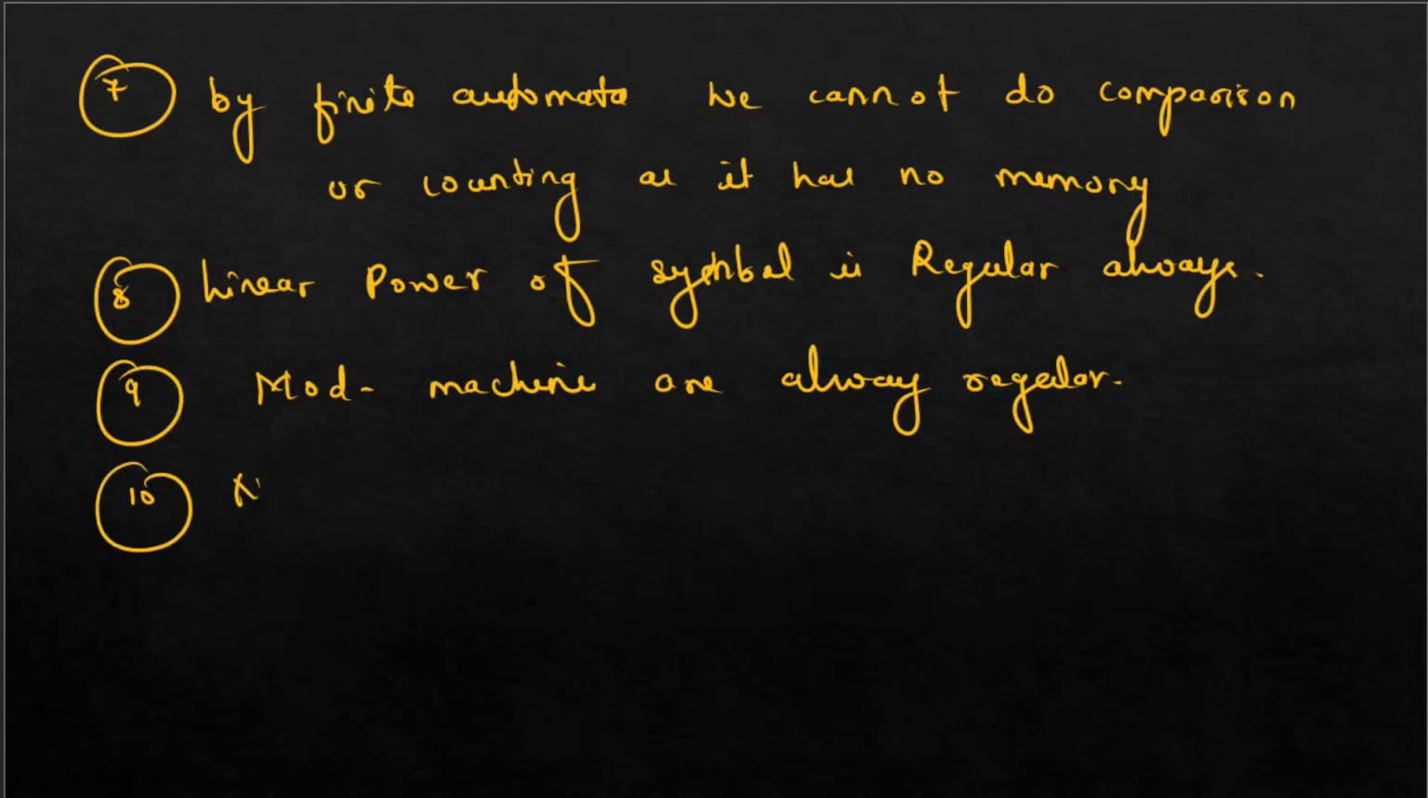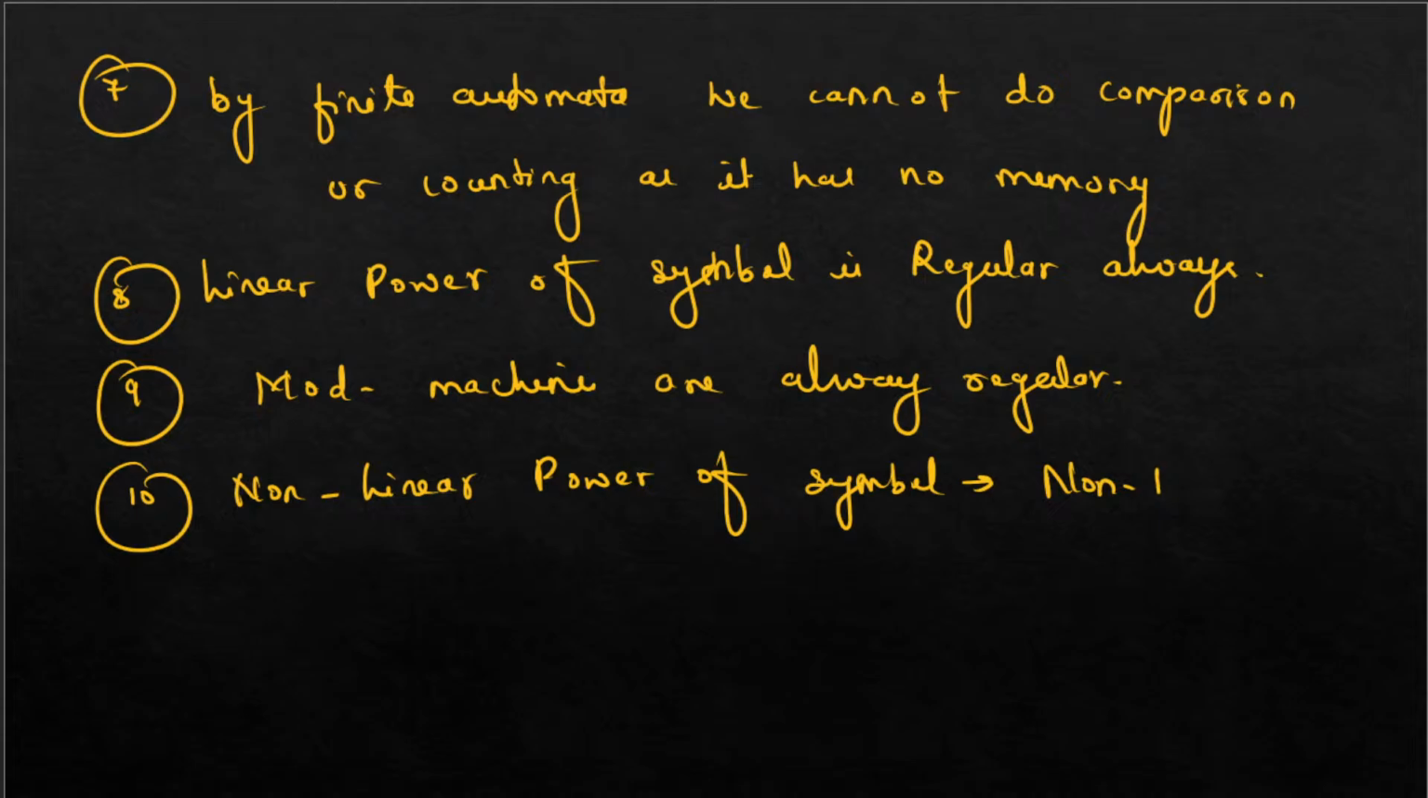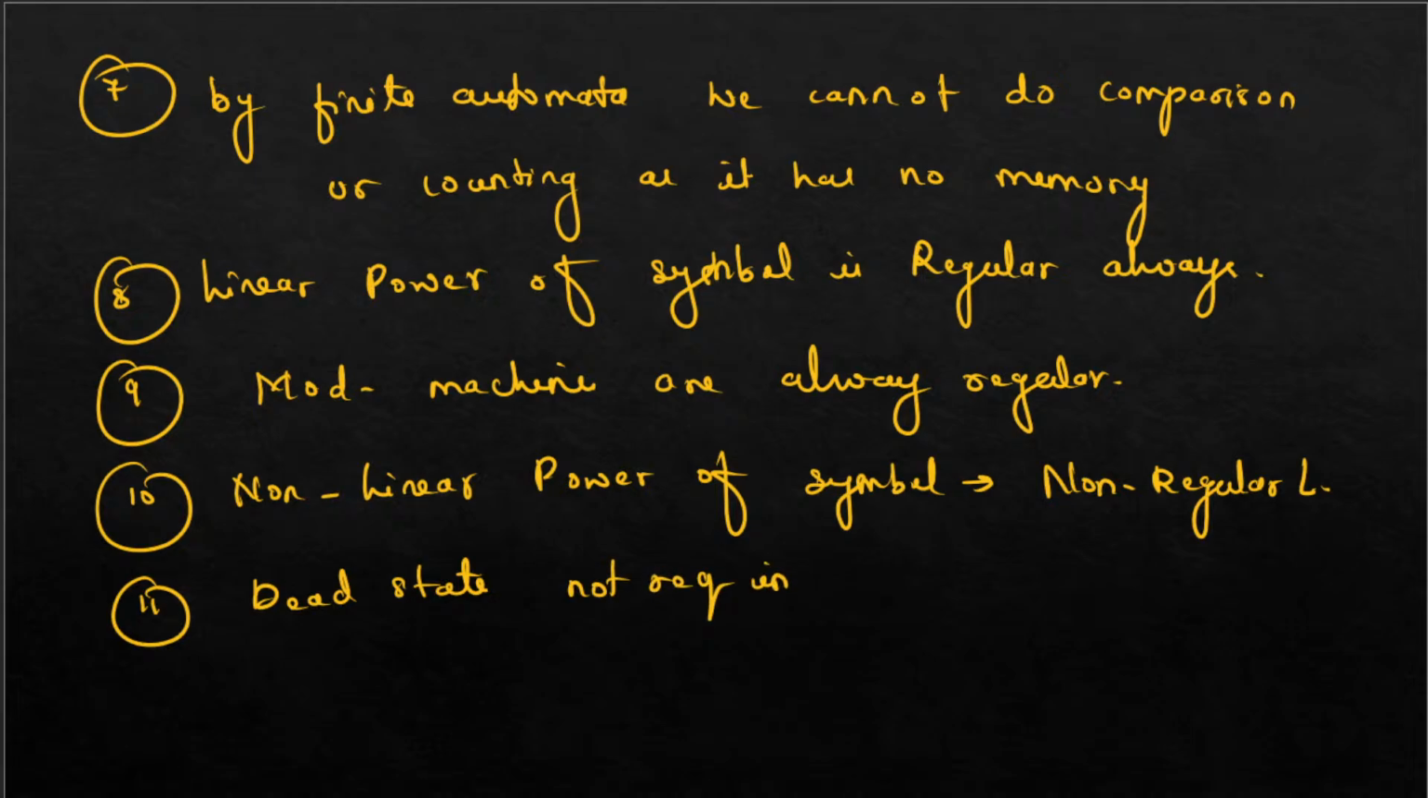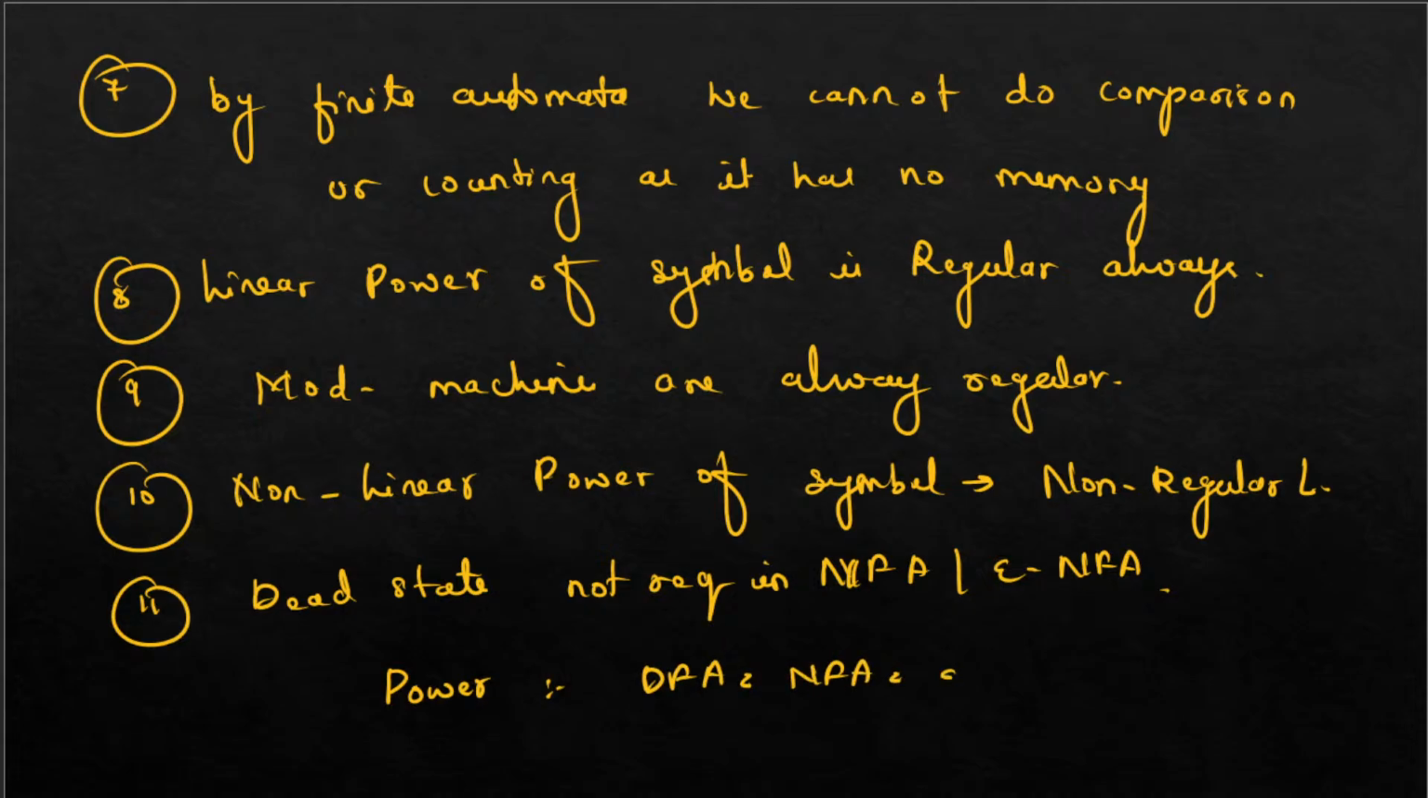The 10th point is, non-linear power of symbol is a non-regular language. L means language. Okay. And 11th is, dead state or trap state is not required in NFA or epsilon NFA. It's only there in DFA. Okay. And if we discuss the power, the power of DFA is the same as NFA and the same as epsilon NFA.